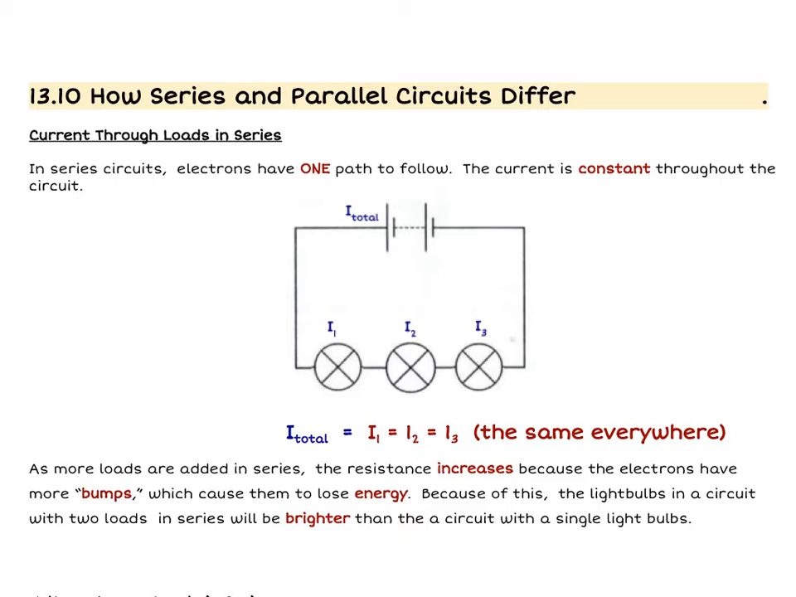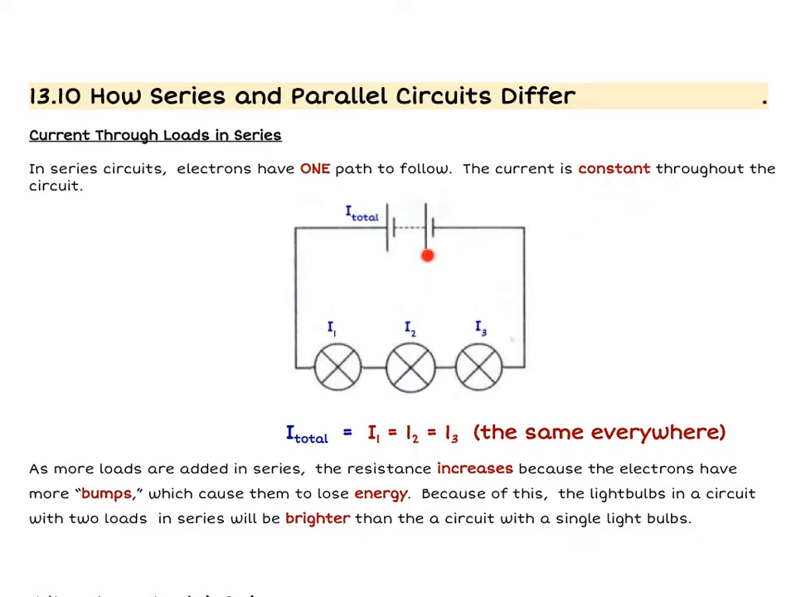So when we look at this worksheet, it starts by saying in series circuits, electrons have one path to follow, and the current is constant throughout the circuit. Now you may have used a different term than constant, but that's fine, as long as it means the word constant.